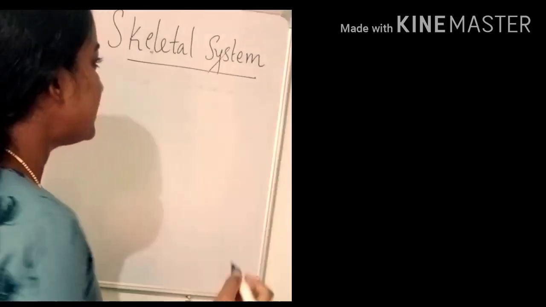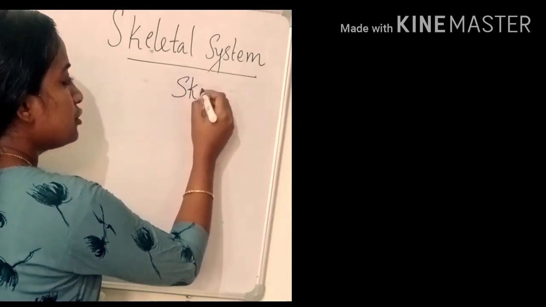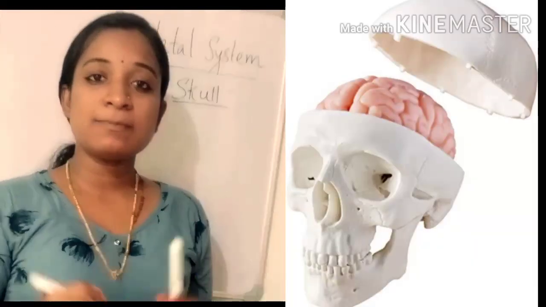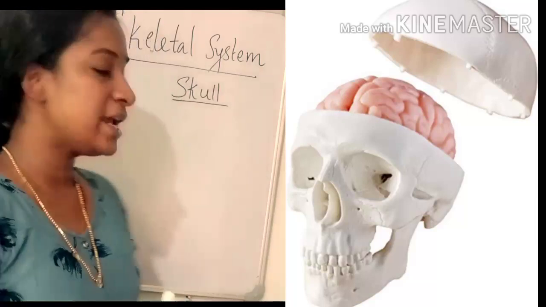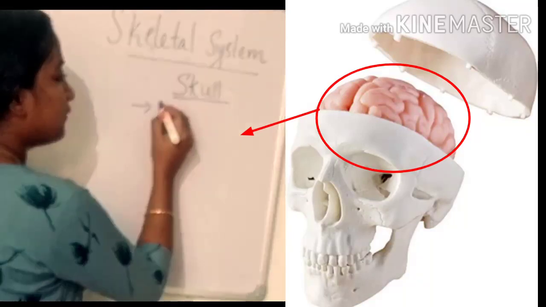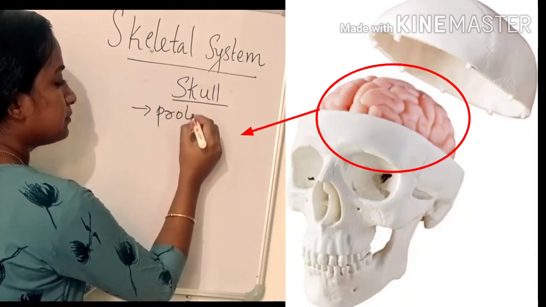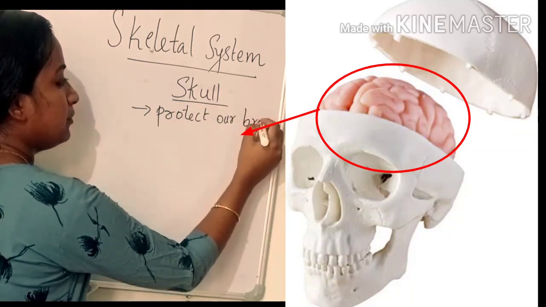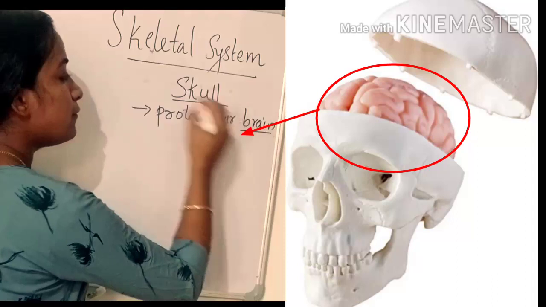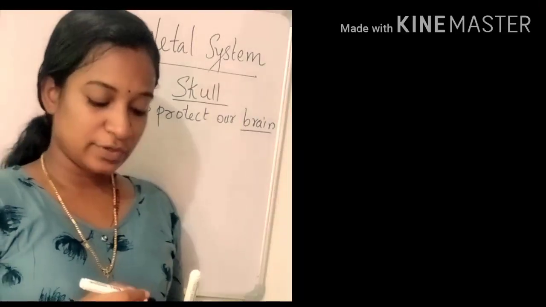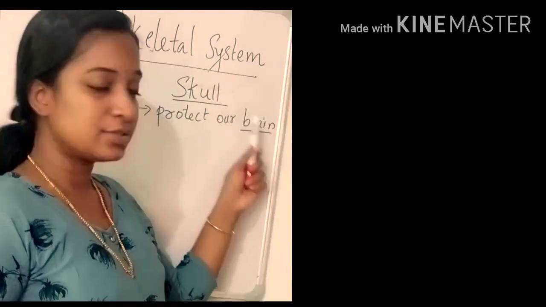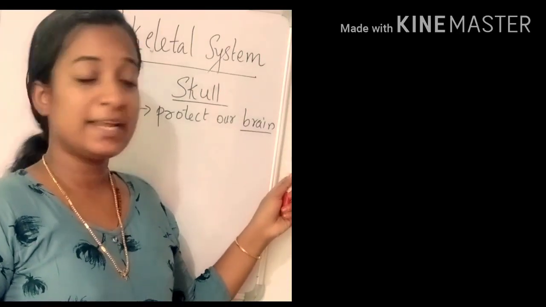Okay, so first we will discuss the skull. When we talk about the skull, we know that it helps to protect our brain, right? That is the function of the skull. We know that it is a very hard structure, so it helps to protect our delicate brain.